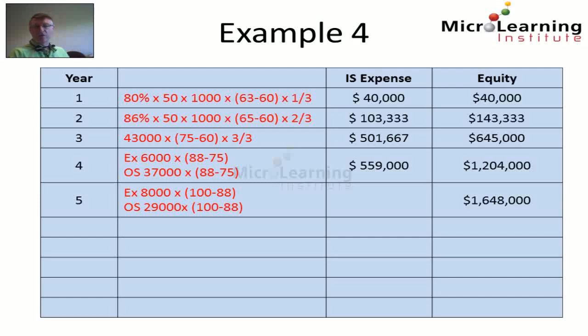So that difference, $100 minus $88 or $12, is the incremental intrinsic value that we must recognize in year 5. So again, when we sum both the outstanding and the exercised options at their intrinsic value, we see a cumulative equity of $1.648 million, up from $1.204 million the previous year, and in the normal fashion we recognize the incremental income statement expense of $444,000.